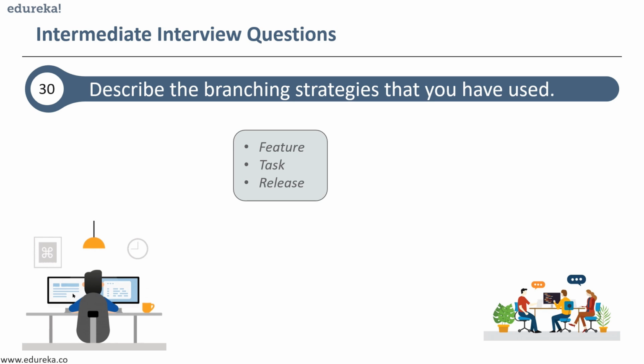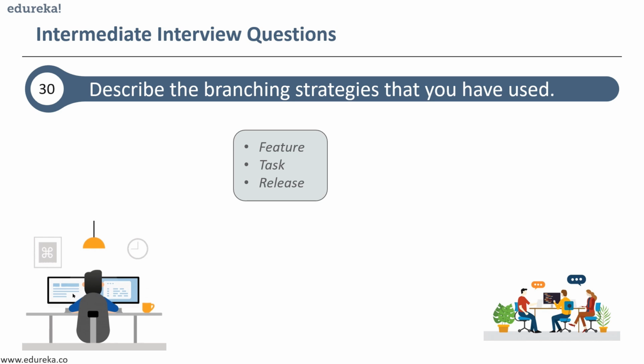The second is the task branching. In this model, each task is implemented on its own branch with the task key included in the branch name. It is easy to see which code implements which task by just looking at the task key in the branch name. And the third branching is the release branching.